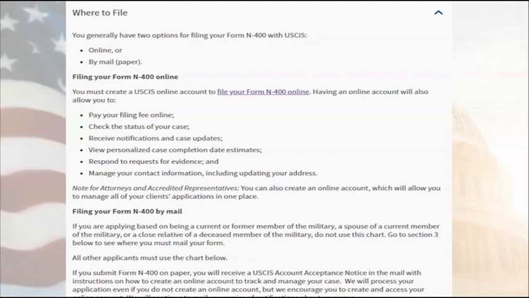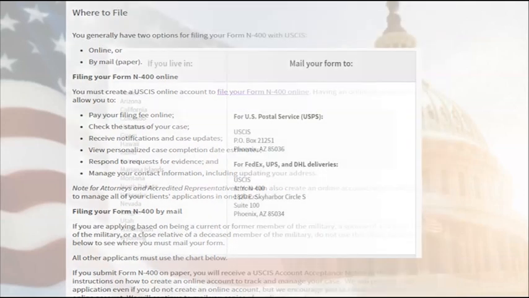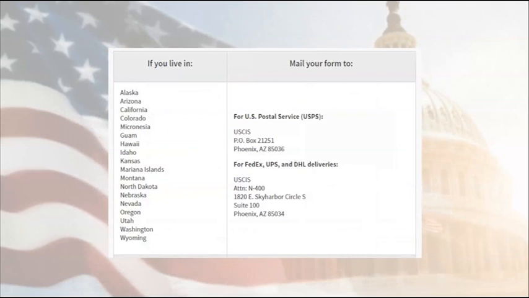Generally, you have two options for filing your N-400 application. First is online, and the second one is on paper. Make sure, once again, that you're following all the directions in order to become a United States citizen. Now, let's look at the places where you need to send your N-400 application with all required documents.